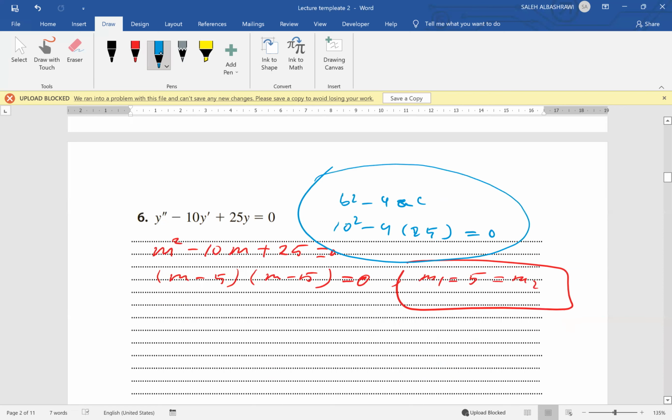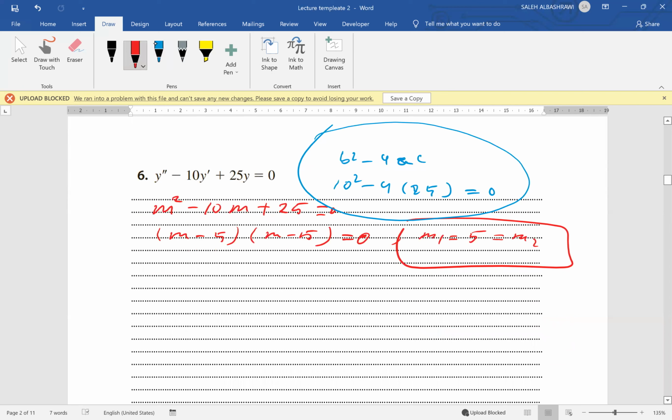If we have this case, then the general solution would be y equal to c1 e to power 5x plus c2 e to power 5x. But if we write it in this way, the two solutions y1 and y2 will not be linearly independent. So we have to multiply the second one by x to make them linearly independent.